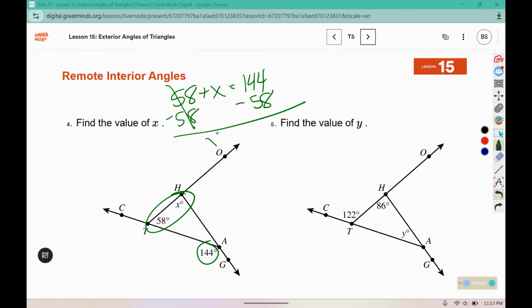This is gone. 14 minus 8 is 6. 13 minus 5 is 8. So x has to be 86 degrees.